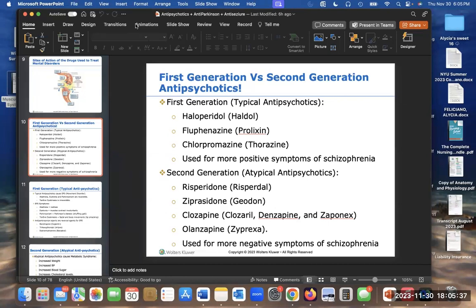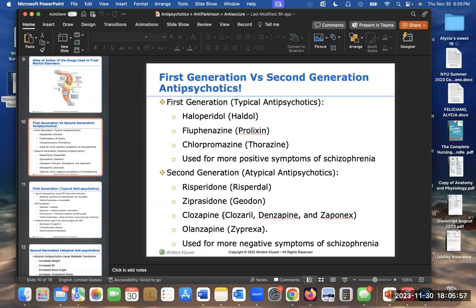So first generation are also called typical antipsychotics. It includes haloperidol or Haldol, fluphenazine or Prolixin, or chlorpromazine, or Thorazine. Sorry, I'm very bad at saying these. Those are examples of first generation typical antipsychotics.